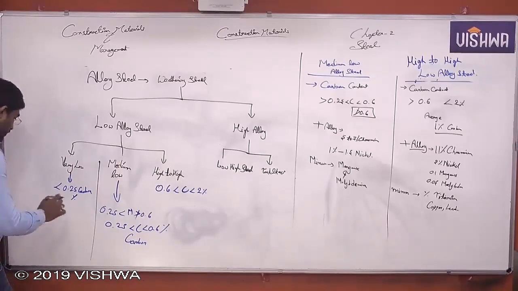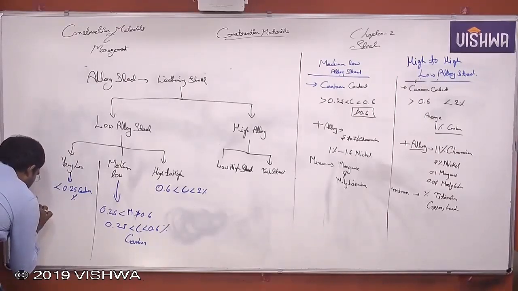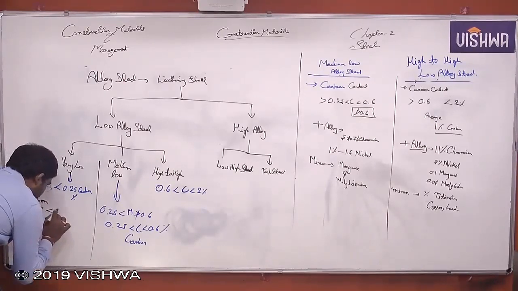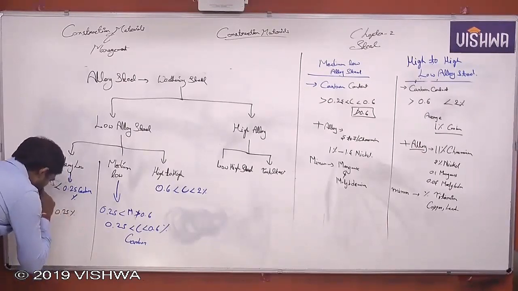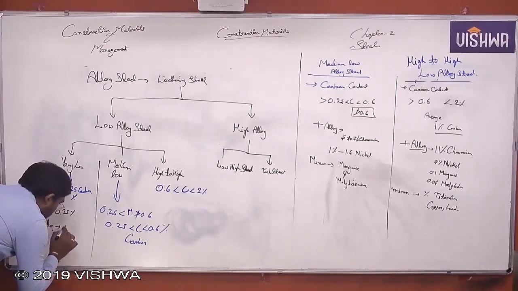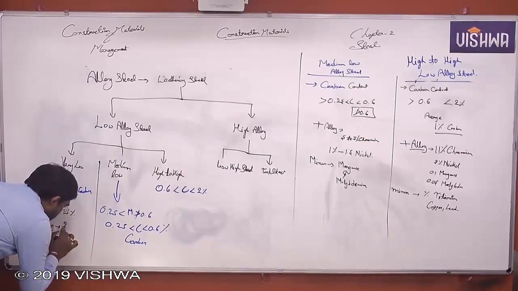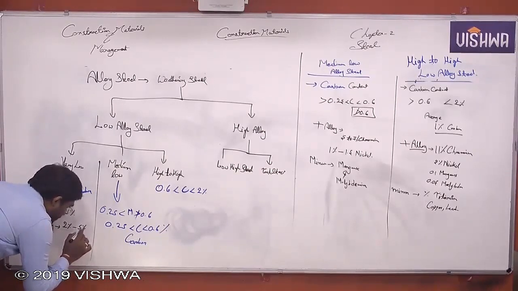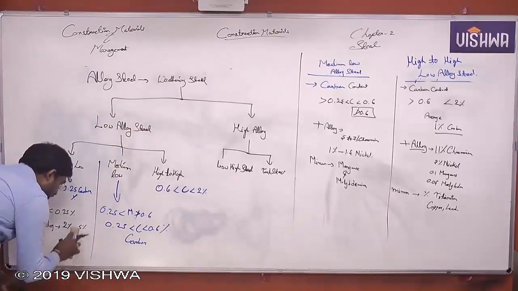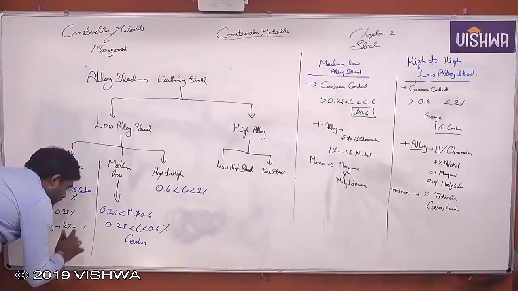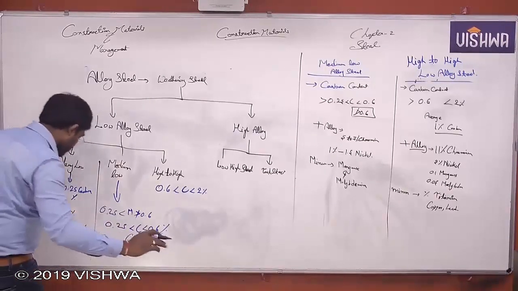It has a carbon content of less than 0.25%. The alloying elements being mixed are in the range of 2% to 5%, not more than 5%. In general we'll have less than 5, which is why we take this one as 4. So make sure that when it is present, it is not more than 5. That is what you have to remember.